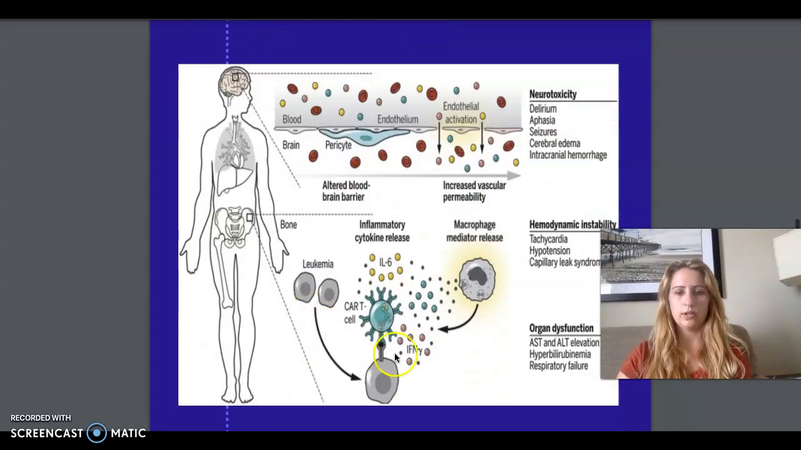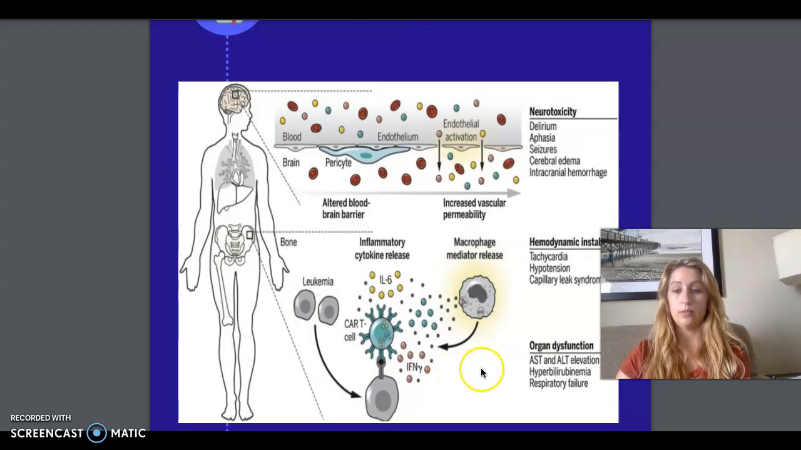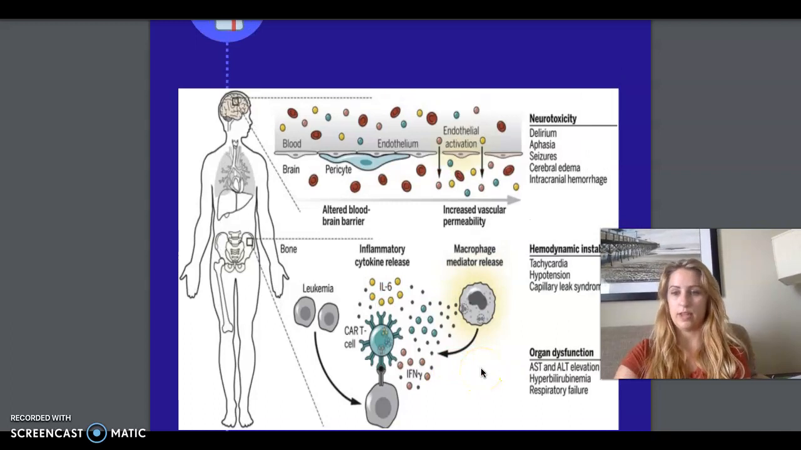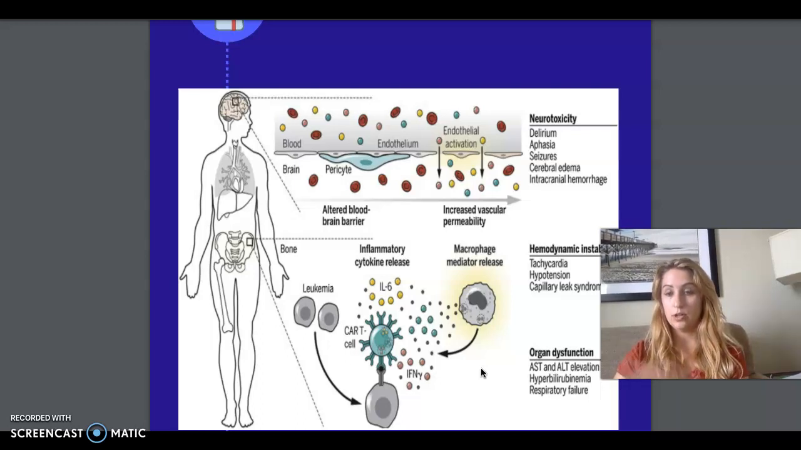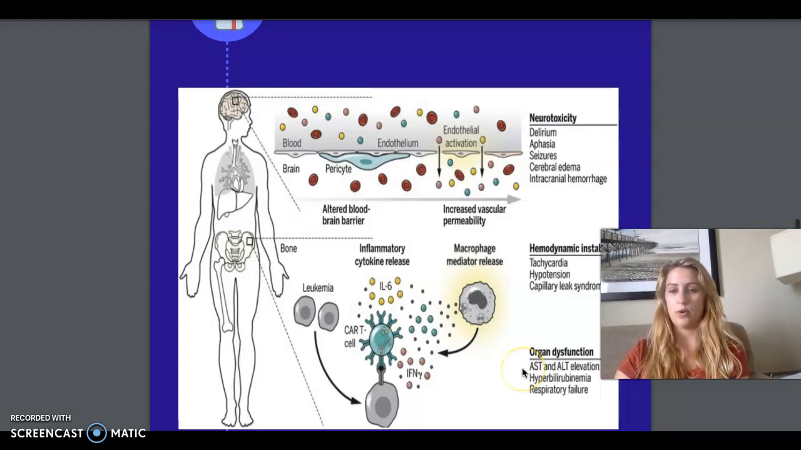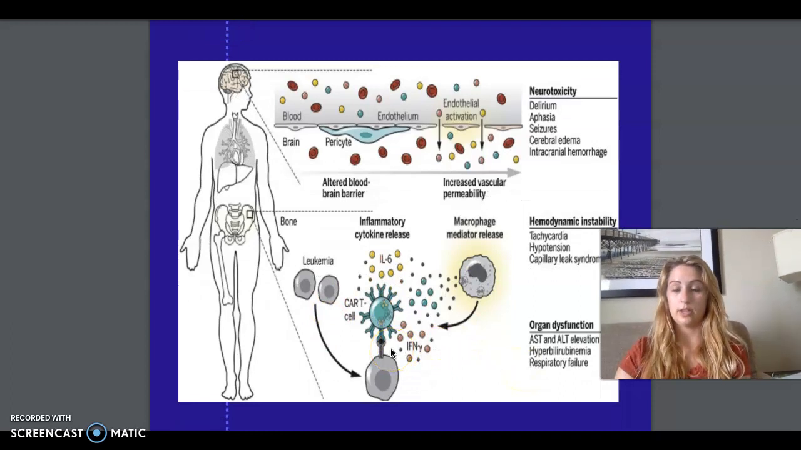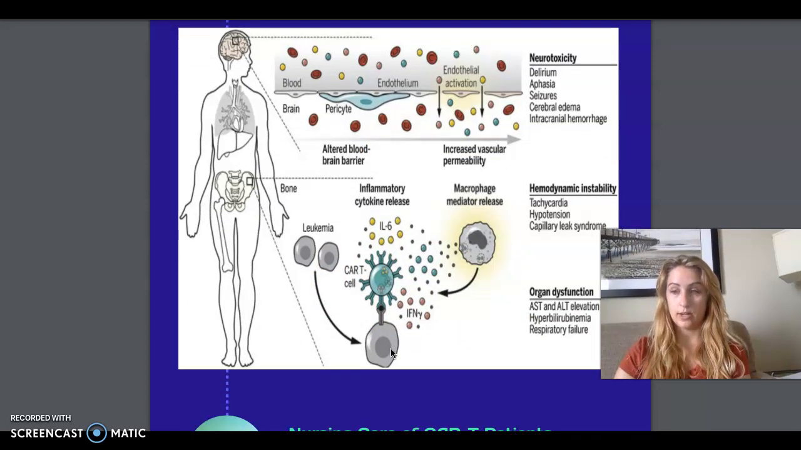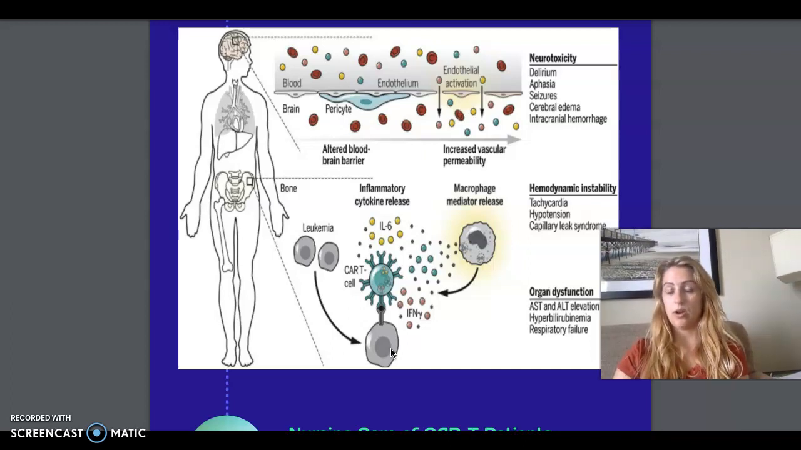This is a little visual here that kind of helps look at the whole cytokine release syndrome. There's really just this massive inflammatory response that happens when you have these CAR T cells infused into you. And the body's response, you can have neuro response, you can have hemodynamic instability, and you can have organ dysfunction. A lot of our patients can get very, very sick with the neurotoxicity. They can become completely unresponsive, have seizures, delirium, all sorts of things.